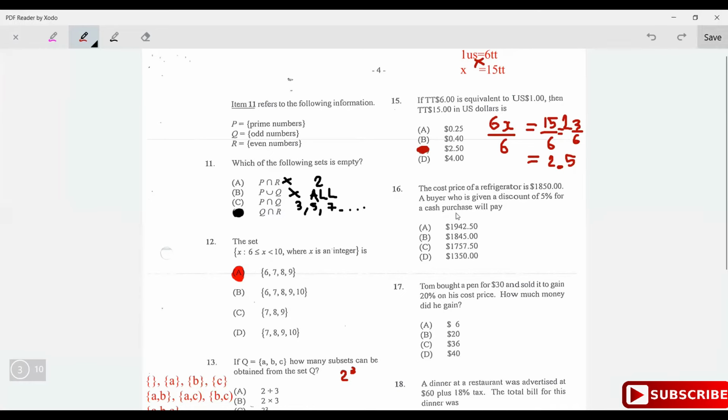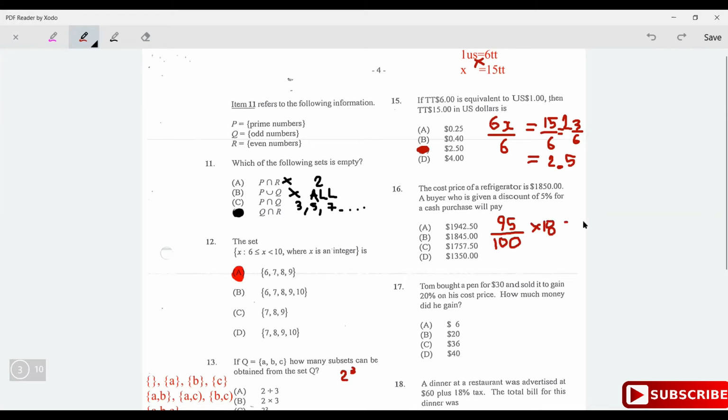Now, next question. It says the cost price of a refrigerator is $1,850. A buyer is given a discount of 5% for a cash purchase. How much will the buyer pay? 5% discount, so you're paying a little less. If you get a 5% discount, that means you're paying 95% of the original money. So the buyer is going to pay 95% of 1,850.